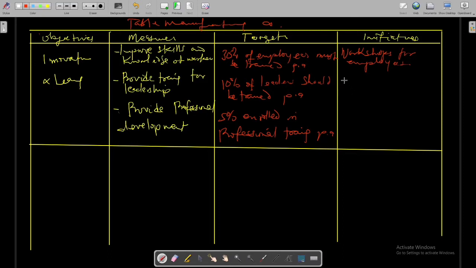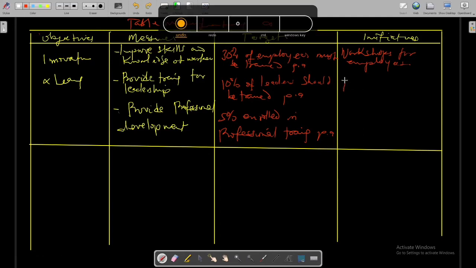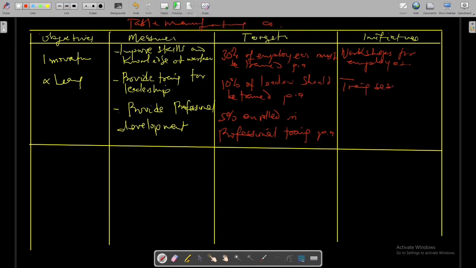Then here we have to look at training sections for leaders. Then the last one is we must ensure that management are enrolled in continuous professional development. So that is the balance scorecard under innovation and learning.